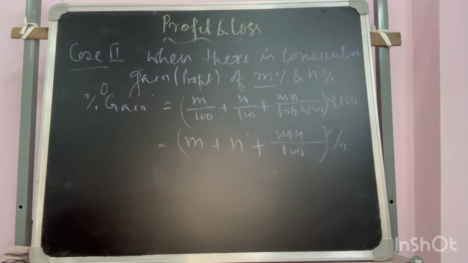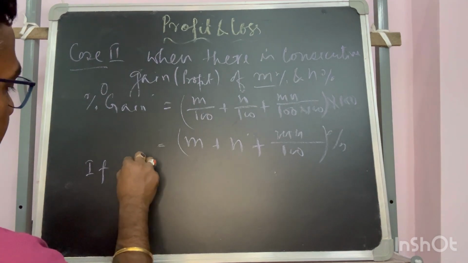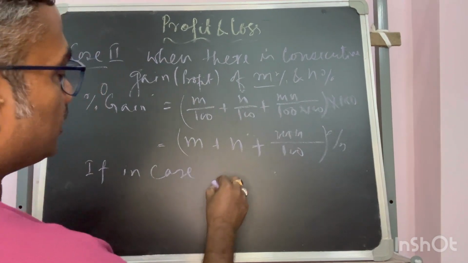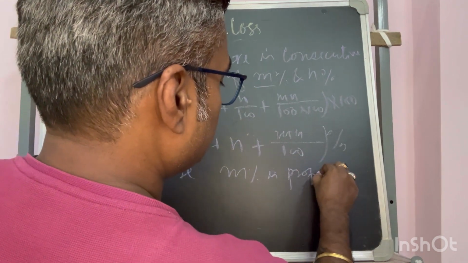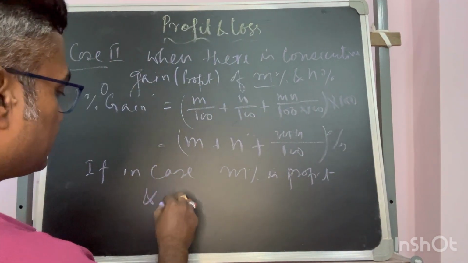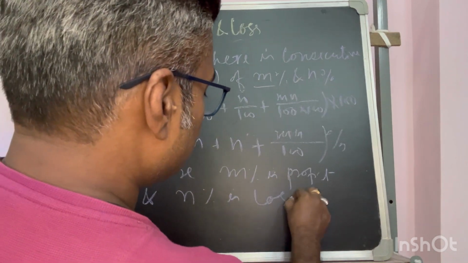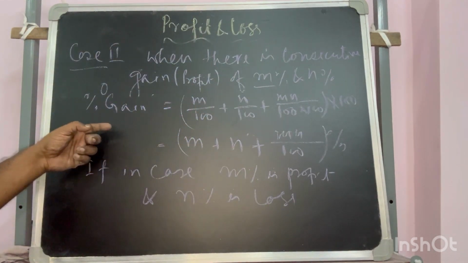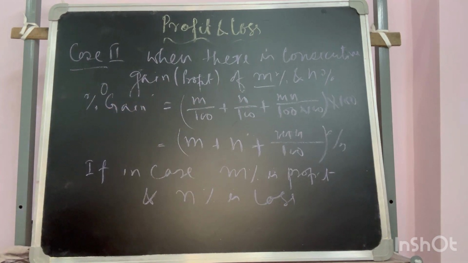Okay, so remove this one. Now in case m percentage is profit and the second n percentage is loss, so this equation can be used for percentage gain or loss. That will be decided automatically. How will it be decided?